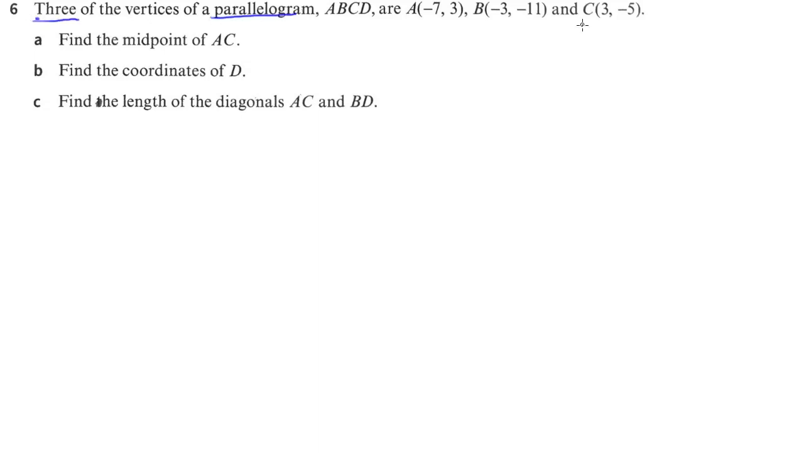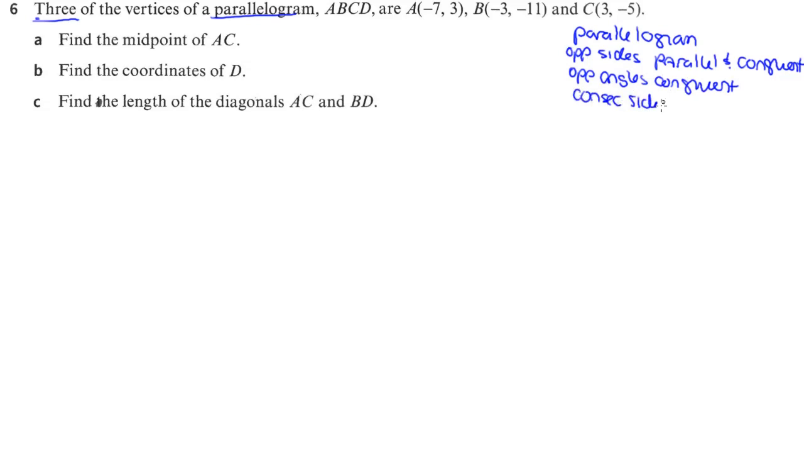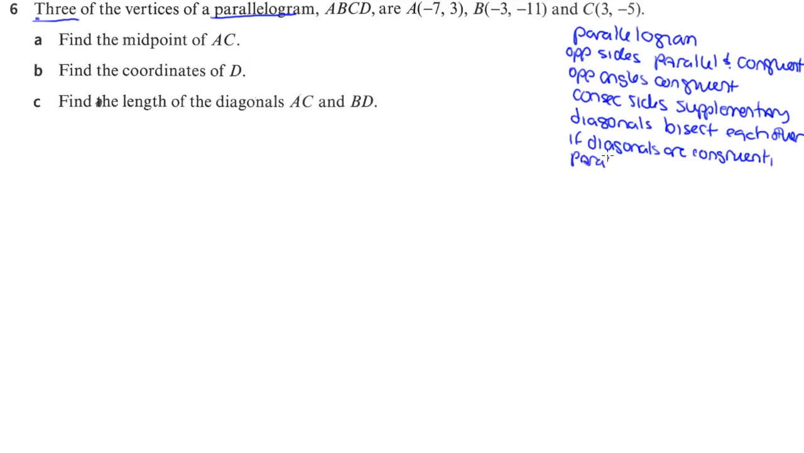We have three vertices of a parallelogram. When you think of a parallelogram, you should be thinking about the opposite sides being parallel and congruent. You should be thinking about the opposite angles being congruent. You think about the consecutive angles being supplementary. You should be thinking about the diagonals bisecting each other. And you should be thinking that if the diagonals are equal to each other, then it must be a rectangle.